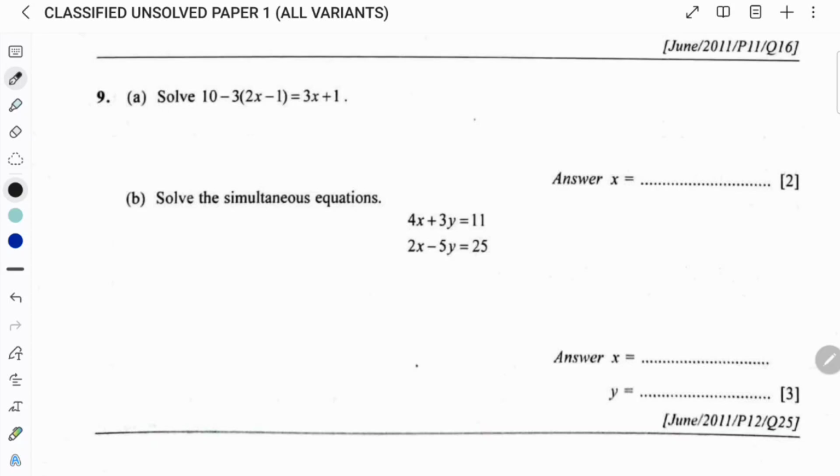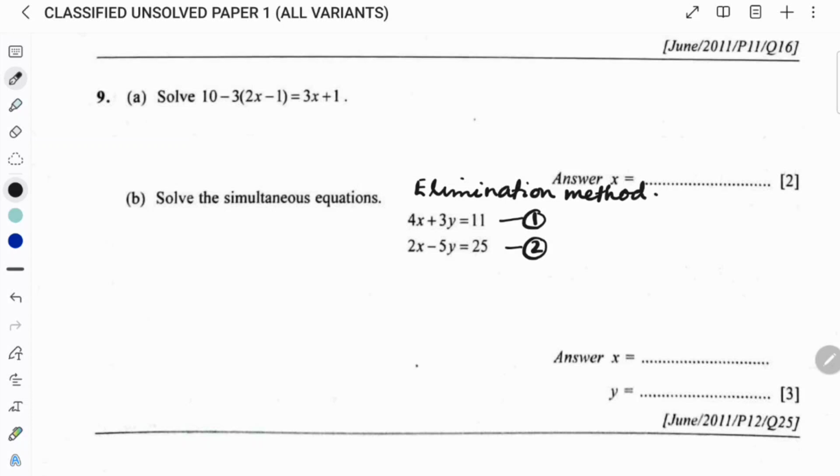Let's do this question now. Question number 9, part B. This is equation 1 and this is equation 2. There is no coefficient of 1 for any variable: x has the coefficient 4 and y has the coefficient 3 in equation 1; x has the coefficient 2 and y has the coefficient 5 in the second equation. It is better for us to use the elimination method. Remember, we have to make the same coefficients with opposite signs for one of the variables. We did the first question like this.